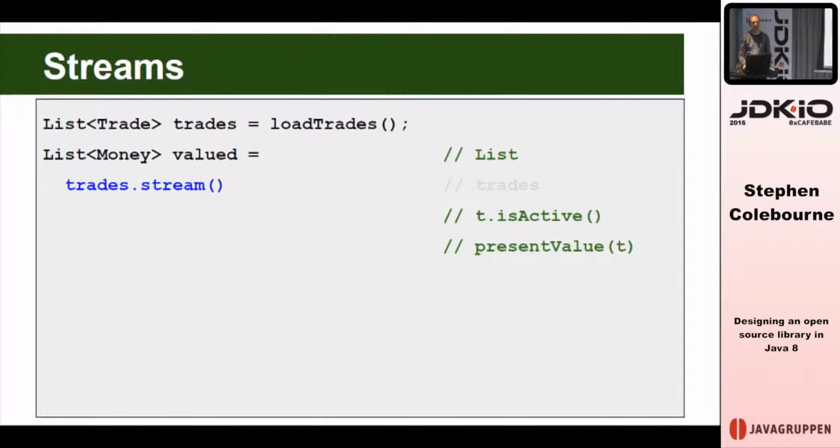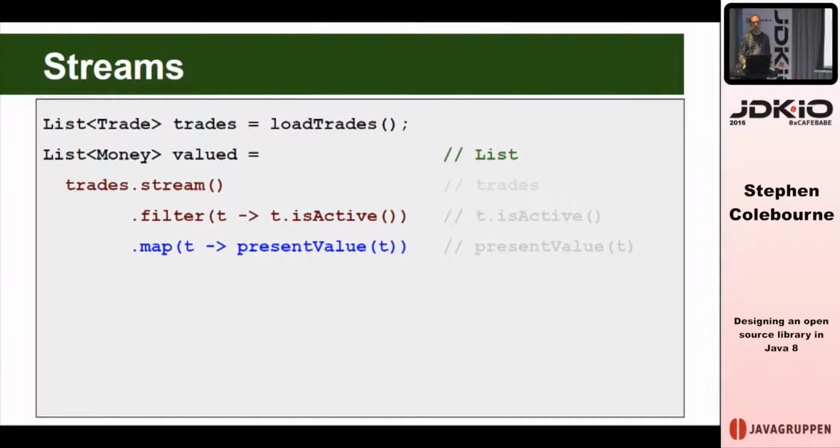and then we can take the set of trades and we can stream them. We can check that they are active using the filtering mechanism, and we can convert them to that present value money using a map. And finally, we can get them back into a list again by collecting them.